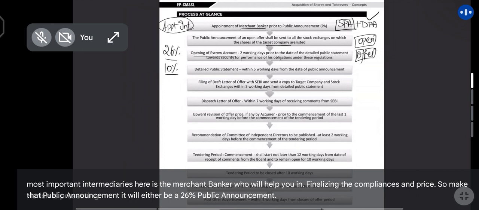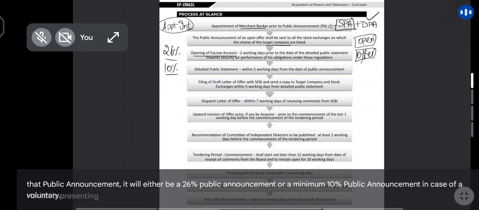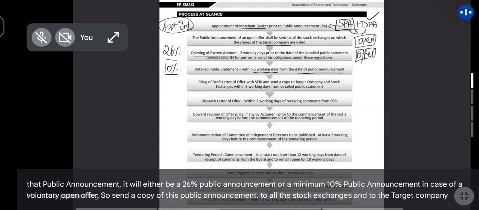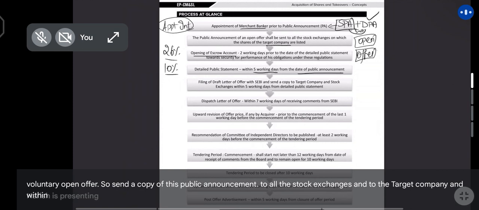The first public announcement here is the short public announcement. You just give a summary that you are going to buy this much shares of this target company. Then you open an escrow account and you deposit money based on the escrow account requirements. Within 5 days of the original public announcement, so SPA to DPA is 5 working days.